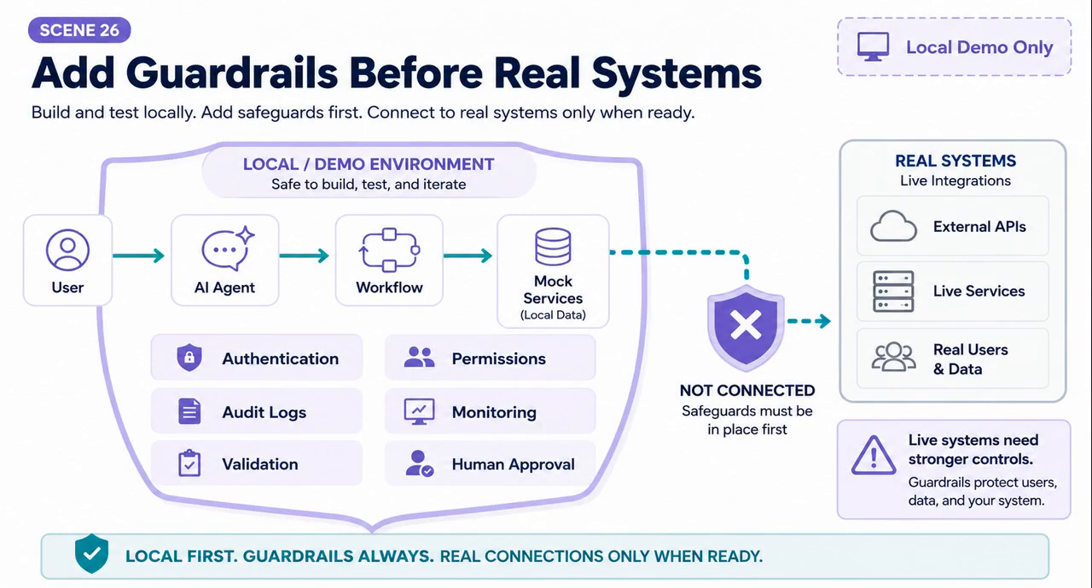That sets up add guardrails before real systems. The local demo teaches the pattern safely. A real system needs a different level of design. Use authentication and scoped permissions. Add audit logs and monitoring. Add validation and safe error handling. Require human approval for write actions. Do not connect agents directly to production workflows without safeguards.